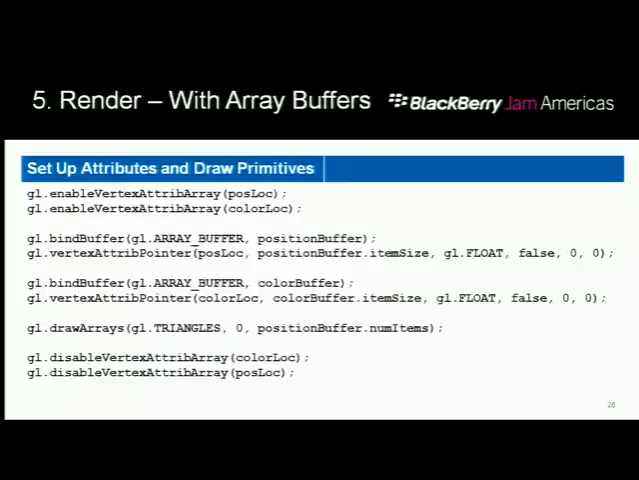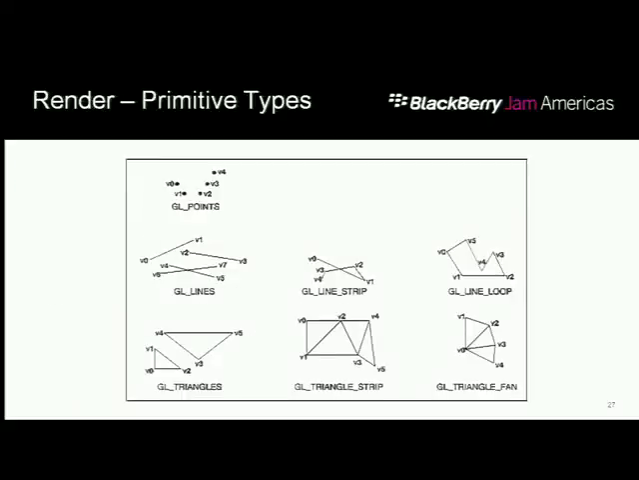And the actual drawing of our primitives is done by this drawArrays call. In this case, we're dealing with triangles. But there's a variety of different primitive types that you can render. So you can render points, you can render lines, you can render triangles. But frequently, you want to use the most efficient method possible.